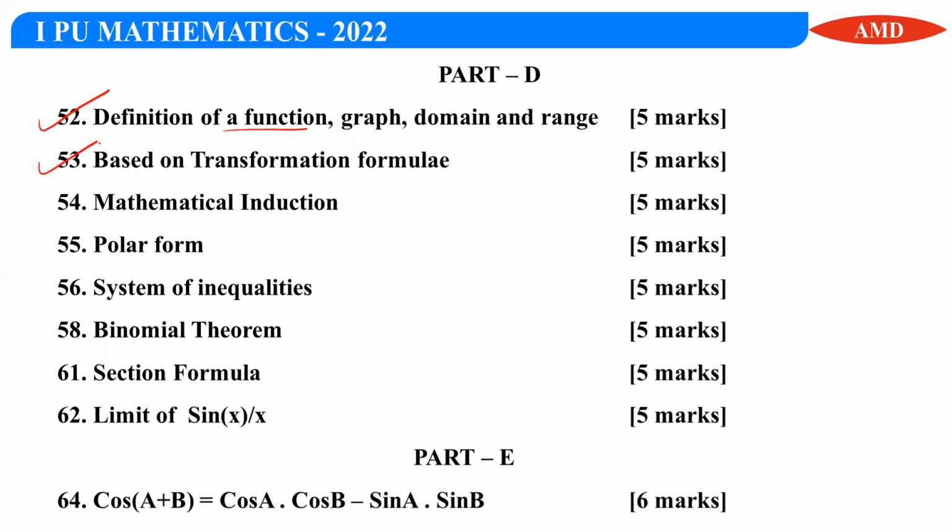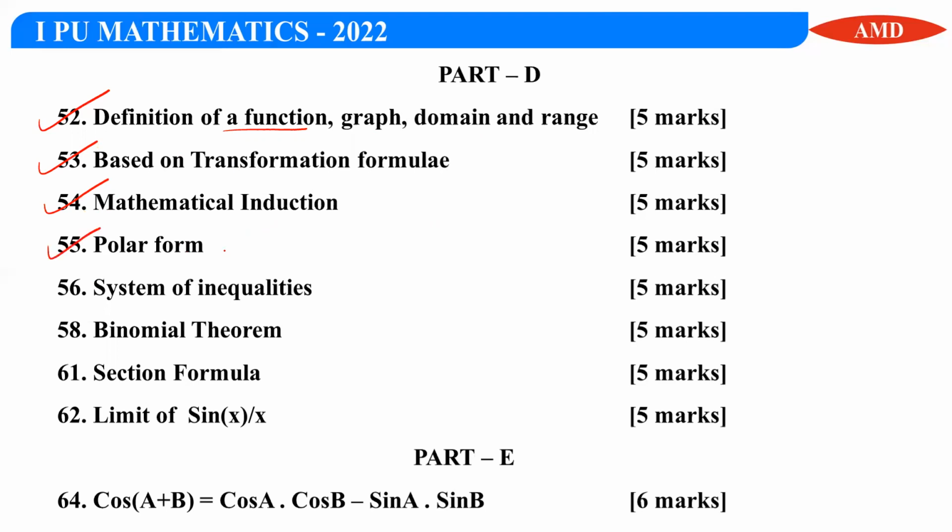Then we have the 53rd question. It is from trigonometry, and it will be based on the transformation formula. Then we have the 54th question from mathematical induction. So here also you don't have many options, maybe about 3 to 4 questions if you study. One of those questions will come for the exam.